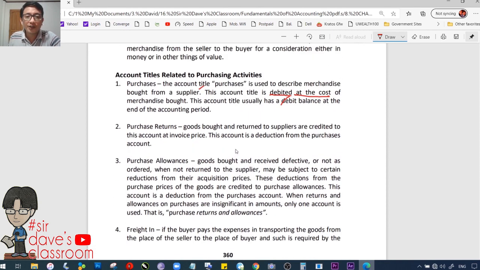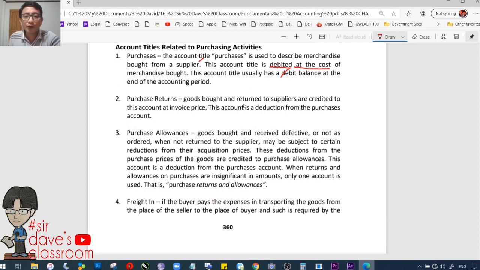Okay? Number 2, purchase returns. Goods bought and returned to suppliers are credited, okay, to this account at invoice price. This account is a deduction from the purchases account title. So, pag bumili ka and then you found out that later on it has defects and then pinayagan ka nung seller na isoli yung binili mong defective, then that would fall under purchase returns. Sabi dito, it is credited to such account title. Purchase returns. Number 3, purchase allowance.